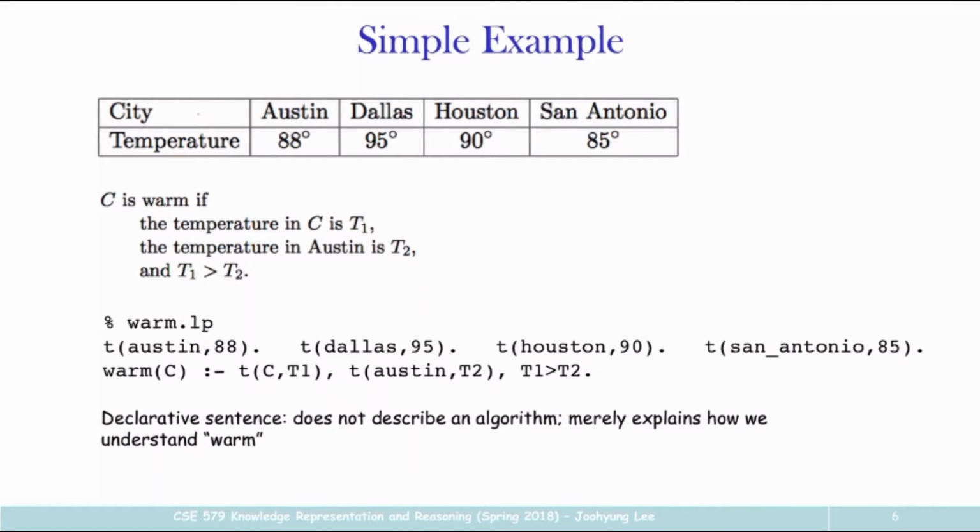Note here that we are writing a declarative sentence. We want to find a city that is warmer than Austin. We are not giving an algorithm to find it. You can, but there's no need to do that when you use this language. You just explain to the system what you consider a warm city, and you ask Clingo, and you find all warm cities.